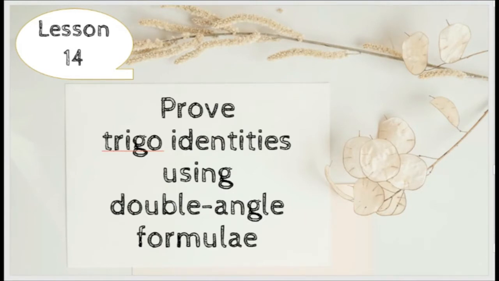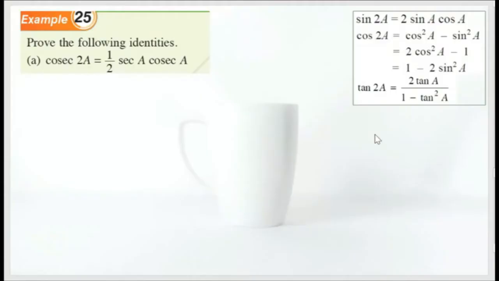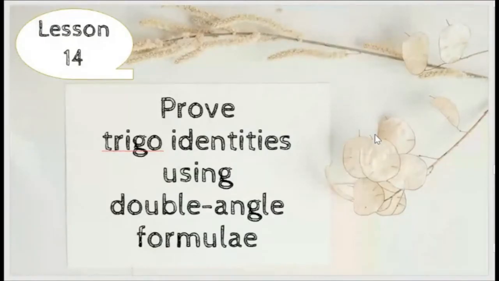Today we go to lesson 14. This is how to prove trigonometric identities using the double angle formula. We have learned about nine formulas before this, which are the basic identities, addition formulas, and also the double angle formula.